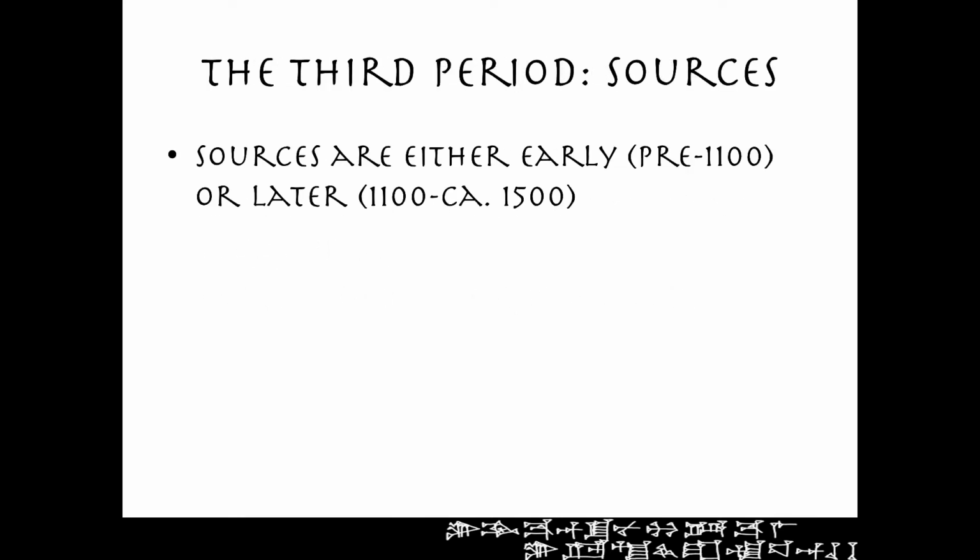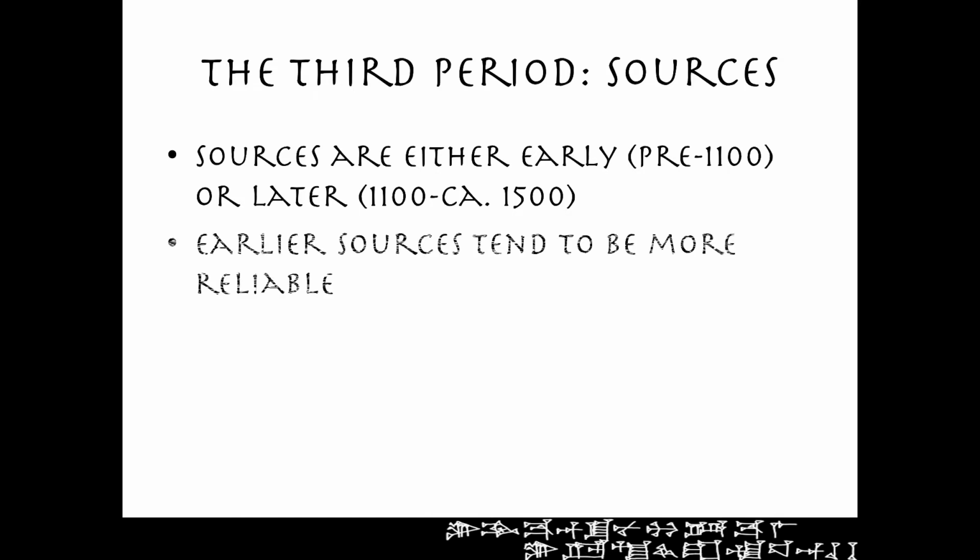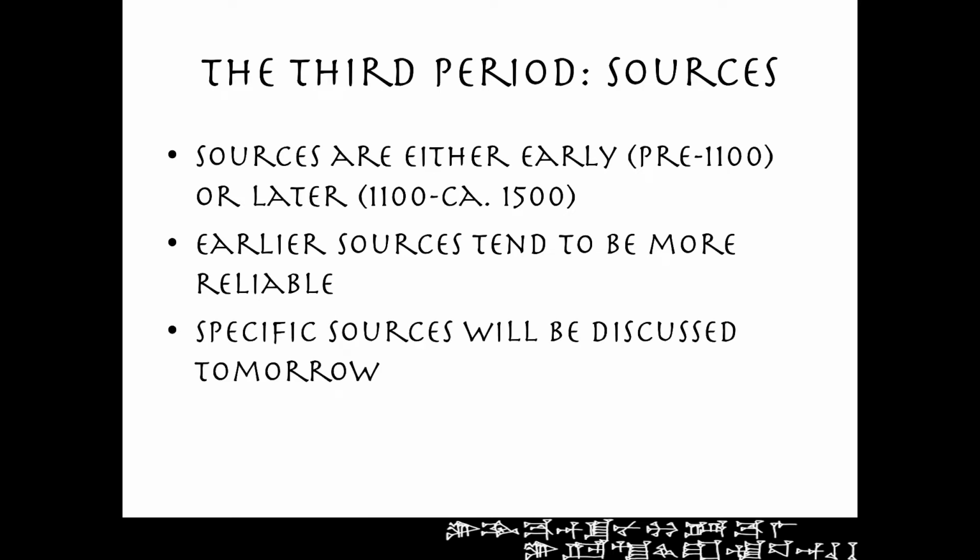So, the sources for the third period, you have them divided essentially into two periods. The pre-1100 period, which are considered the early sources, and then the later, the 11 to approximately 1500 sources. So, the earlier sources tend to be more reliable, but as time goes by, these texts become more and more standardized. Codex in Cairo, the Aleppo Codex, and so on. We'll talk about those tomorrow in a bit more detail.